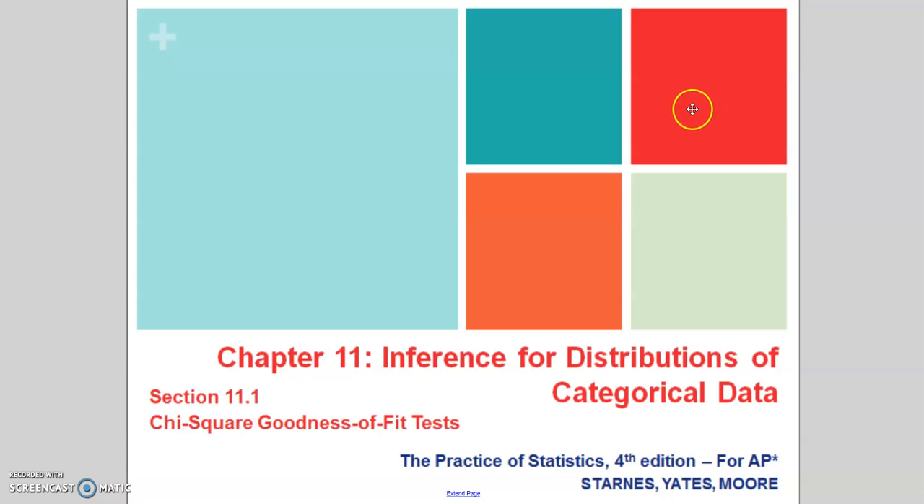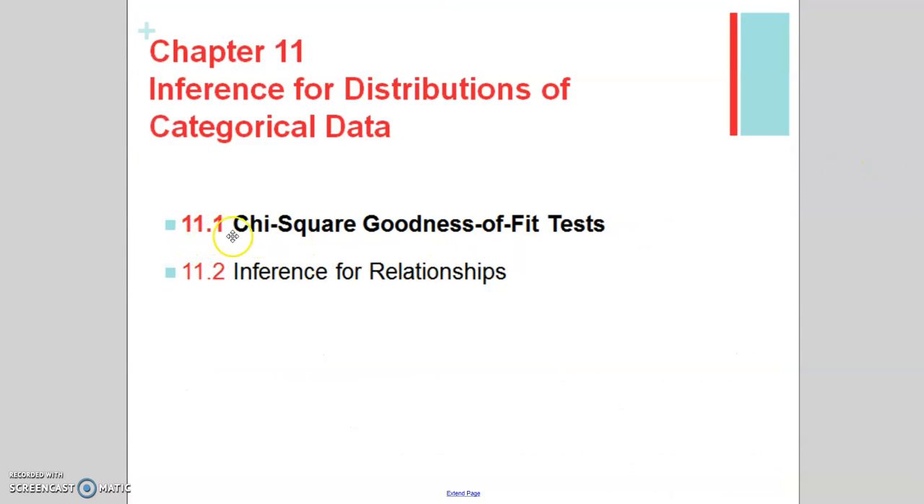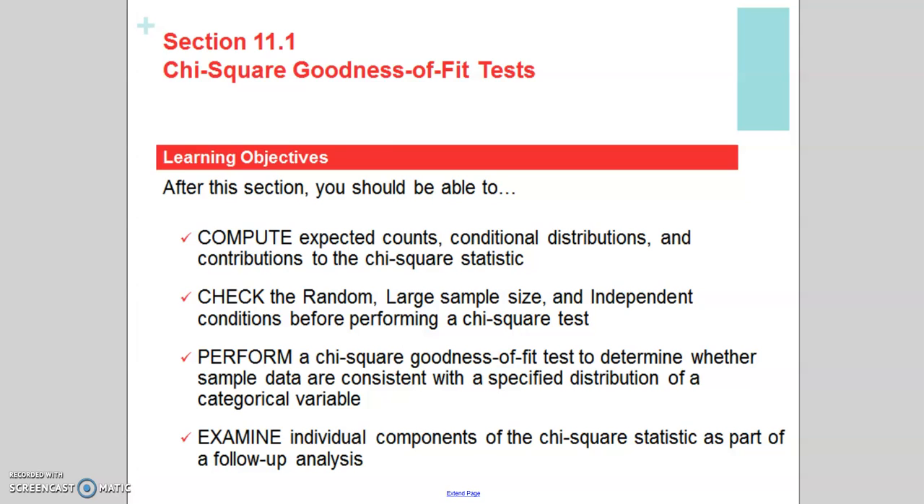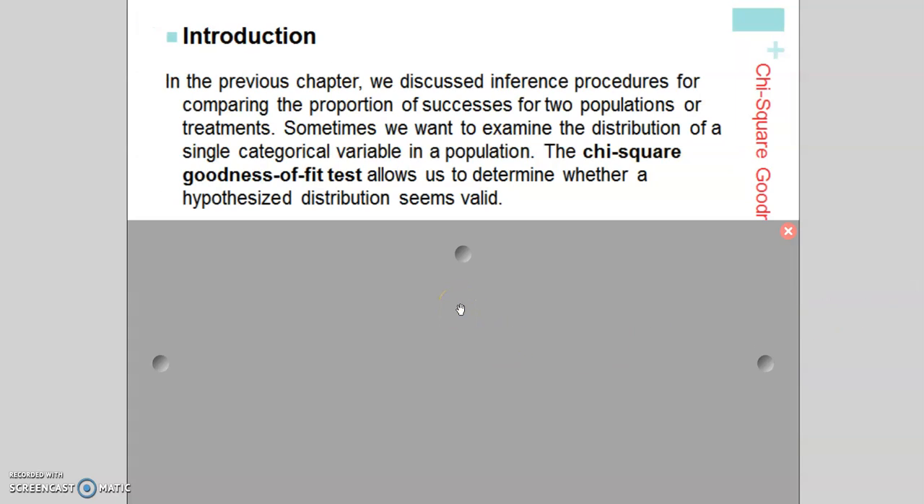Hello, stats students. Today we're going to start section 11.1 in chapter 11. We're going to start looking at chi-squared goodness of fit tests. So in 11.1 we'll focus on goodness of fit tests, and in 11.2 we're going to look at other types of chi-squared tests.